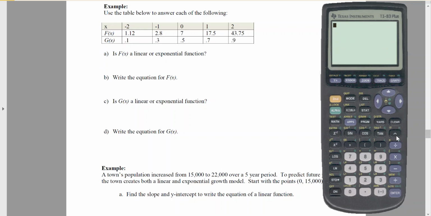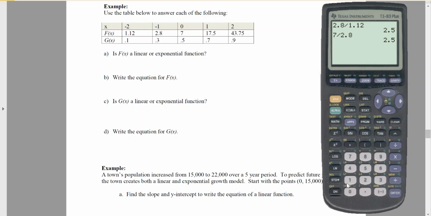So our numbers are not the same here, but what I can do is look at now the ratio. If the ratio is the same, then I can conclude that they're exponential. It's an exponential function. So if I take 2.8 and divide it by the previous term, 1.12, and see what I get, 2.5, and then do the same for 7 divided by 2.8. And that's 2.5. Well, that's looking much better.